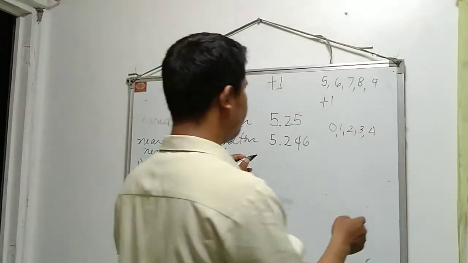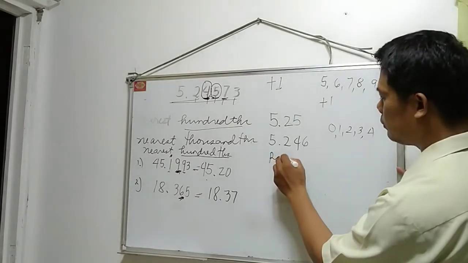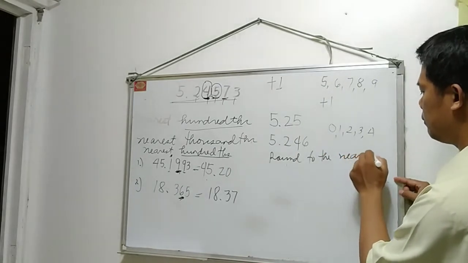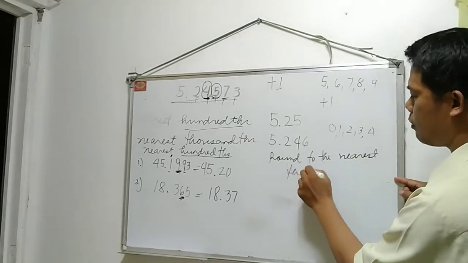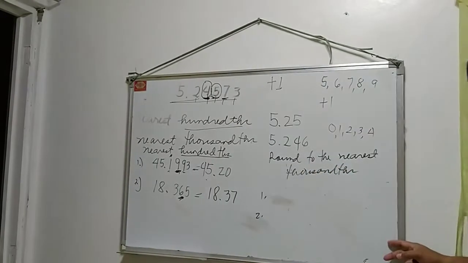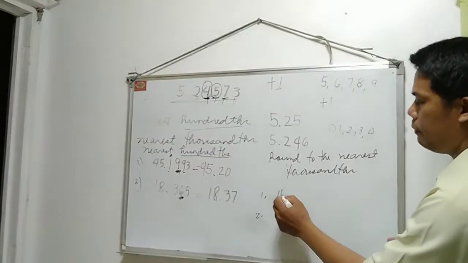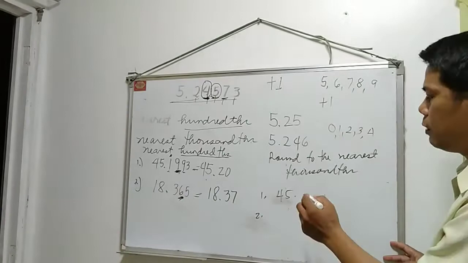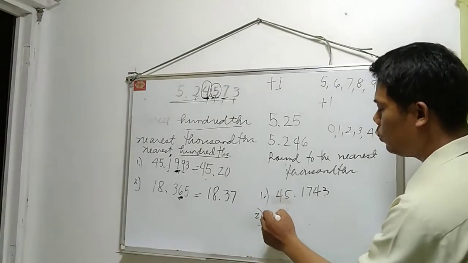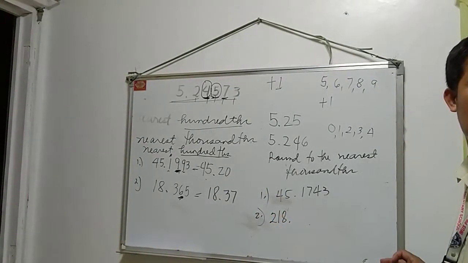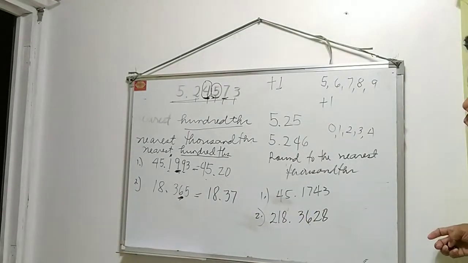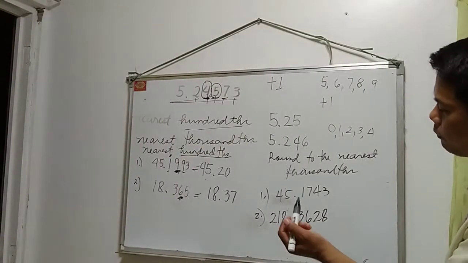Round to the nearest thousands. Okay, thousands naman tayo. So let's add number 1, number 2. So our number 1 is 45 and 1,743 ten thousandths. The number 2 we have is 218 and 3,682 ten thousandths.